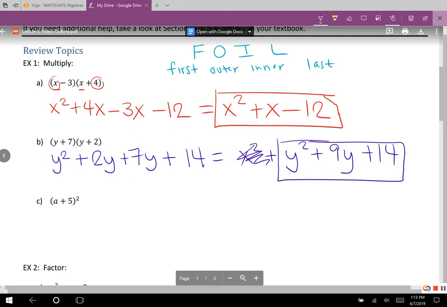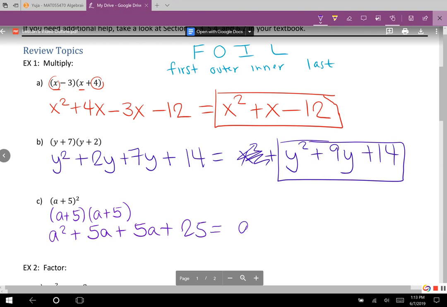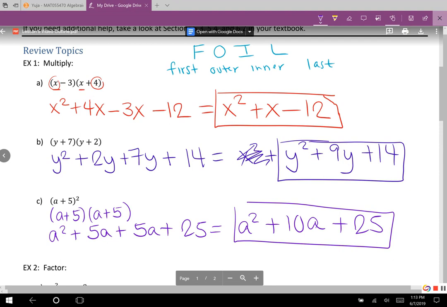Finally, one more example, this a plus 5 squared. This is the same kind of problem. This actually means we're taking a plus 5 times a plus 5. This is another FOIL problem. So let's see, first would be a squared, outer is 5a, inner is 5a, and last is 25. And when I combine like terms, I get a squared plus 10a plus 25. Notice it doesn't work to just square the a and the 5. You do actually have to FOIL this out, otherwise you'll be missing that middle term.